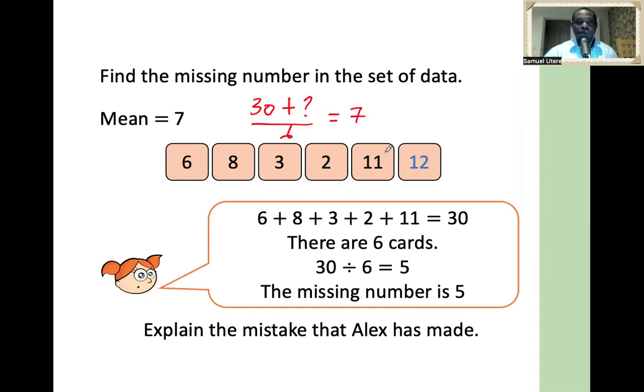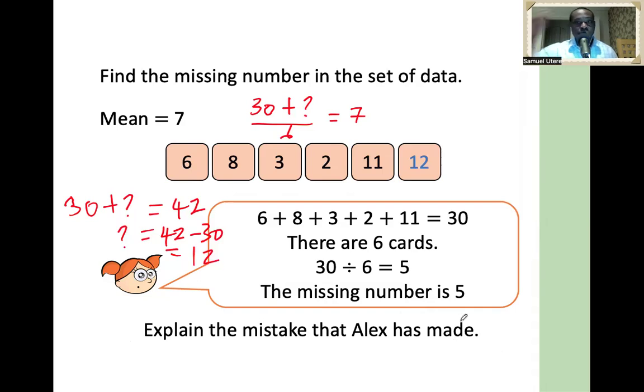Okay? So another way of thinking about it is, if the mean is 7, it means we want to give each of these cards an equal number, which is 7. So 6 lots of 7 has to be 42. So really, you should have 30 plus something you don't know is equal to 42. So for this number you don't know, you do the inverse operation, 42 minus 30, which is 12.